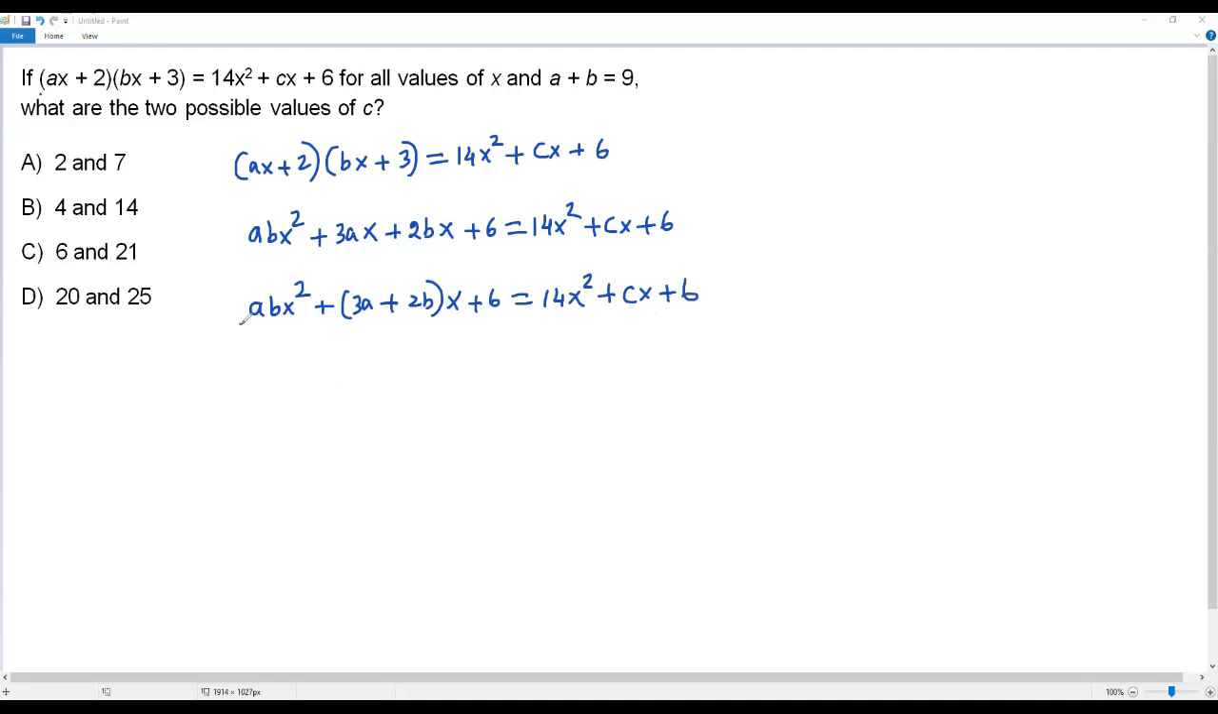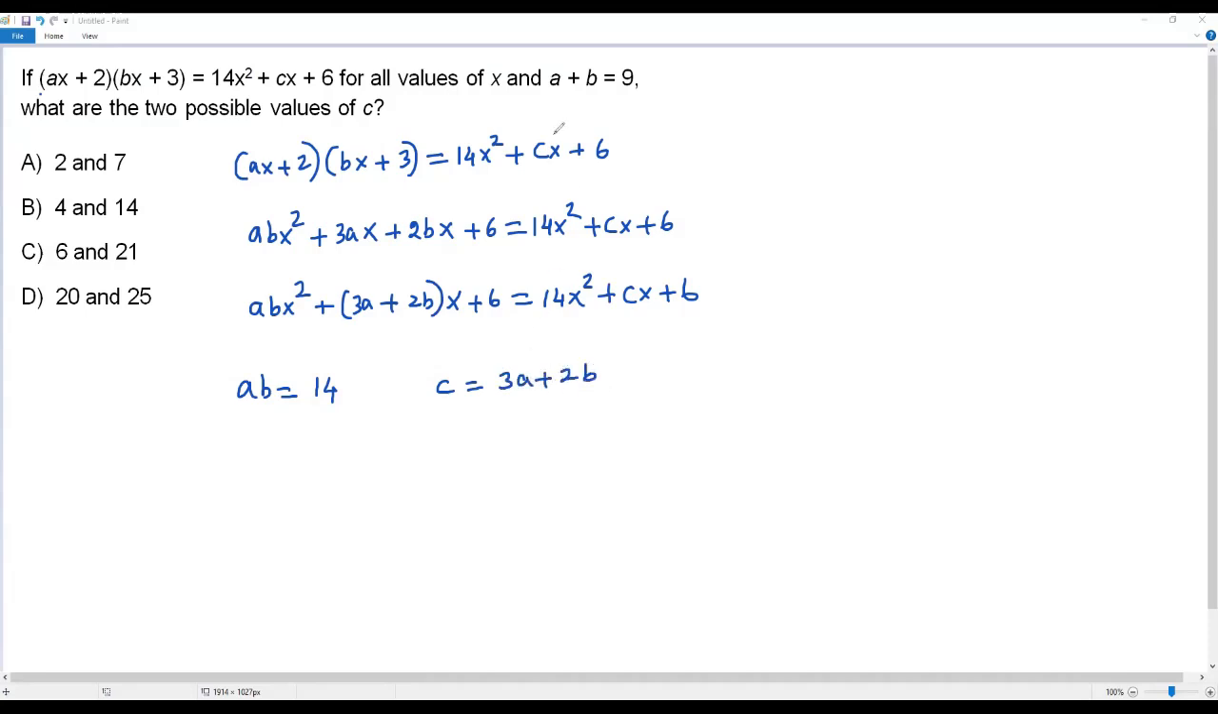Here in this equation, two expressions are equal. Whenever two expressions are equal, the coefficients of like terms must be equal. The coefficient of x² on the left side is ab, and on the right side it is 14. So ab must be equal to 14. The coefficient of x on the right side is c, and on the left side it is 3a + 2b.